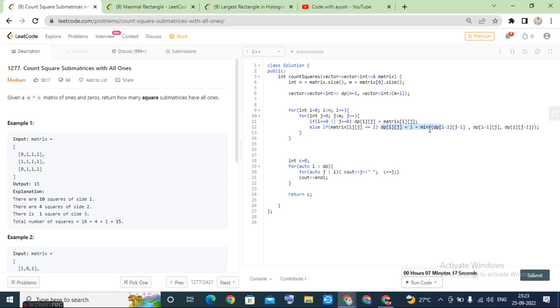So dp[i][j] is equal to this 1, which is for the 1 cross 1 square, plus the minimum of these 3 things, which is actually the logic of how you calculate all the squares ending at this point. So it's the left one, the top one, and the diagonal one, and the minimum of all these. So that's all about it: calculating dp and then summing up the dp will give you the required answer. As you can see, the summation is correct.